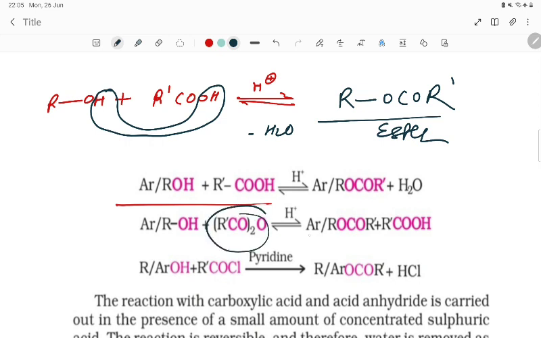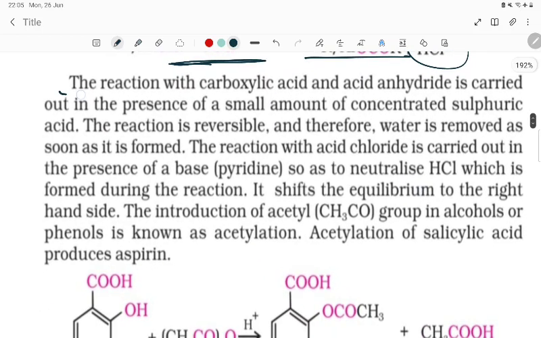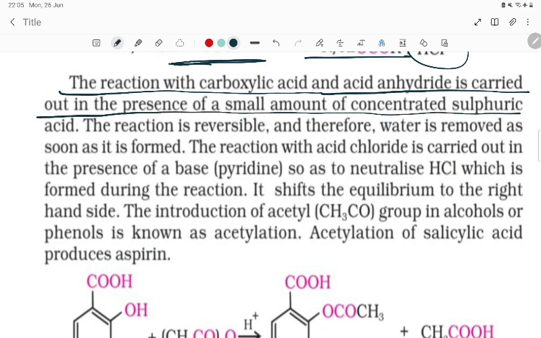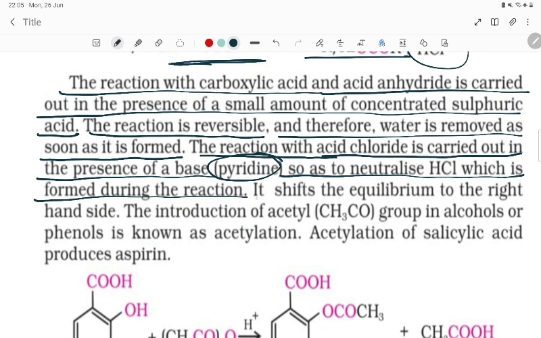Similarly, you can use the acid anhydride, and again you will get the ester and carboxylic acid, or with acid chloride, the ester and HCl will be formed. The important thing is that the reaction with carboxylic acid and acid anhydride is carried out in the presence of a small amount of concentrated sulfuric acid. The reaction is reversible and therefore water is removed as soon as it is formed. The reaction with acid chloride is carried out in the presence of a base called pyridine, so as to neutralize the HCl formed during the reaction. It shifts the equilibrium to the right hand side.